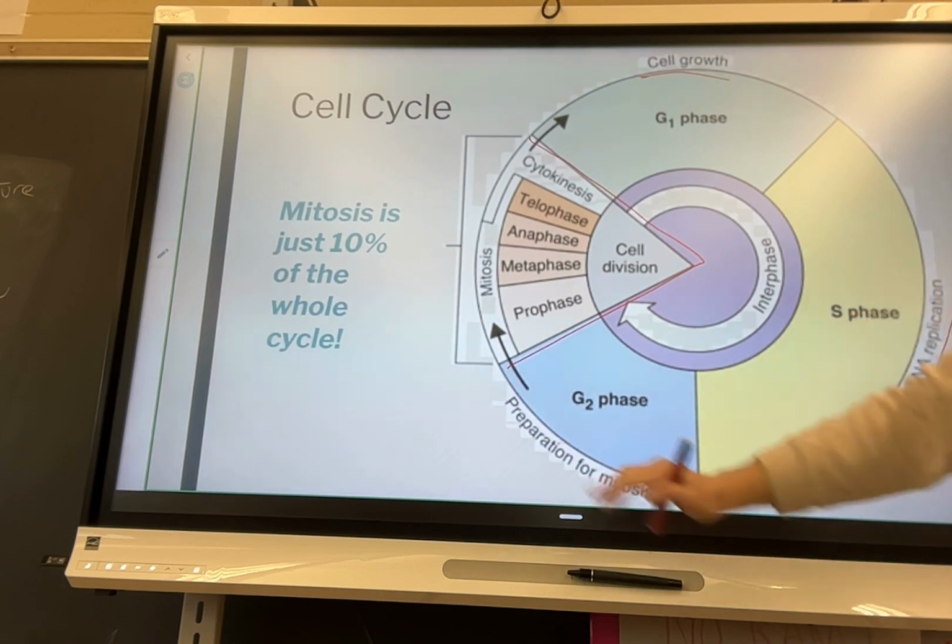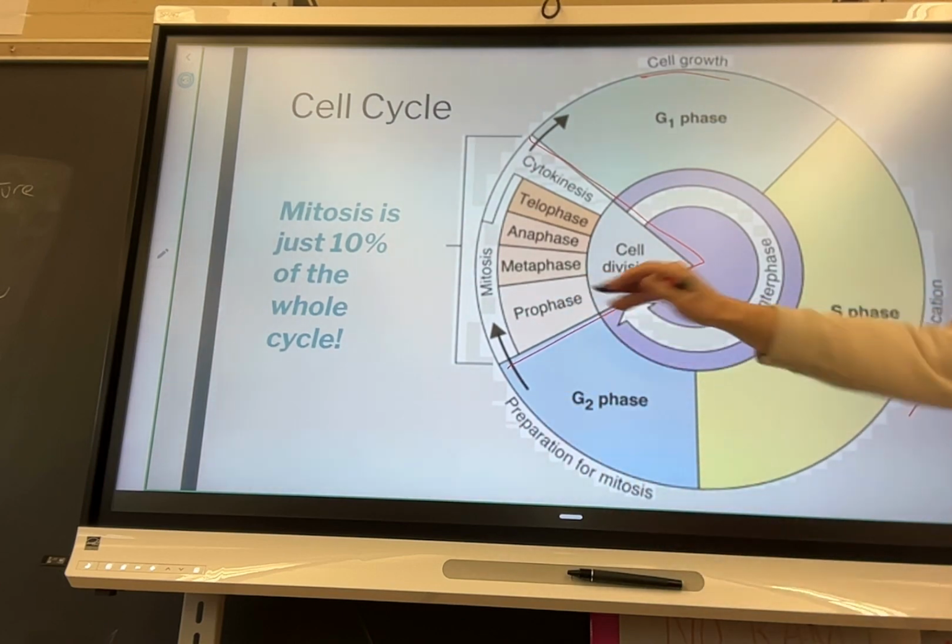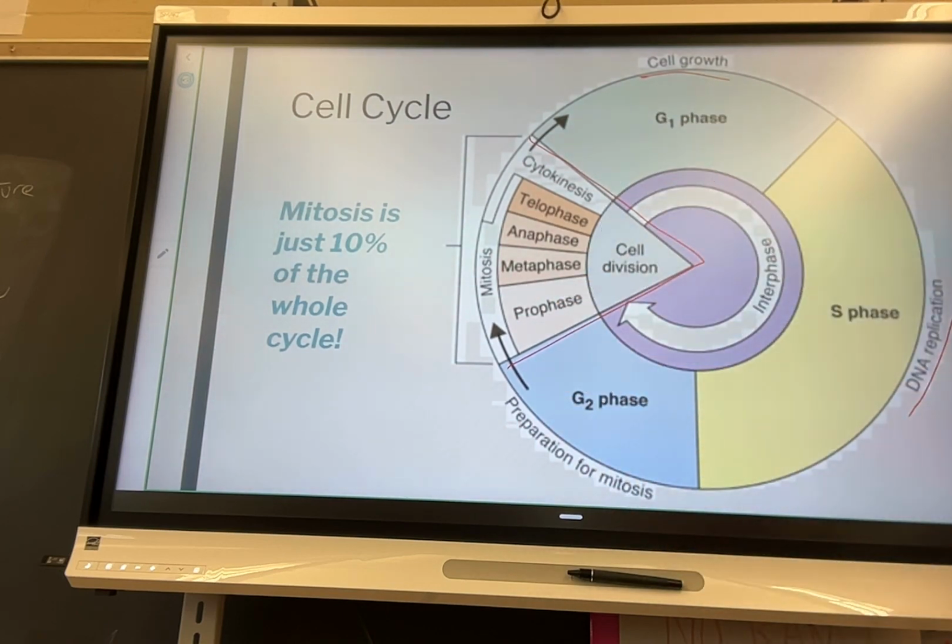And then this G2 phase is going to be more growth and more preparation for when we go into this mitosis. Mitosis is going to be a little bit of a stressful process for the cell, because you are literally taking all of your body parts and you're splitting them in half. Half goes to one side, half goes to the other.